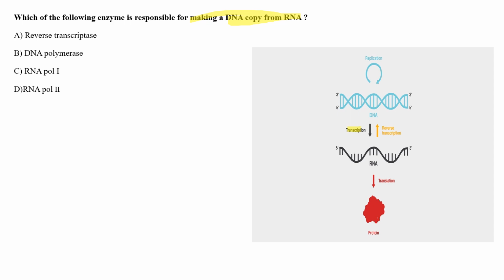So C और D को हम neglect कर सकते हैं. These are wrong. DNA polymerase जो है आपका replication में use होता है. तो आपका बचा कौन सा? Reverse transcriptase. That is used for making a DNA copy from RNA. Okay. See here, the reverse is reverse transcriptase. RNA से DNA को बनाना is by the help of reverse transcriptase. Option number A is the correct one.